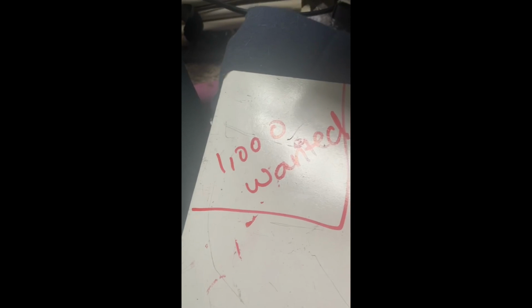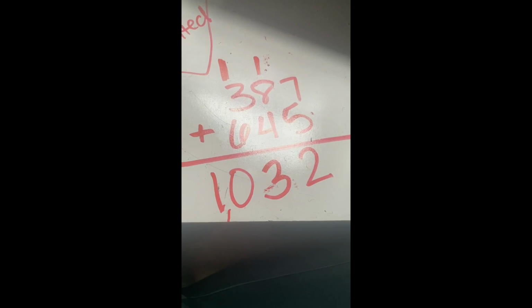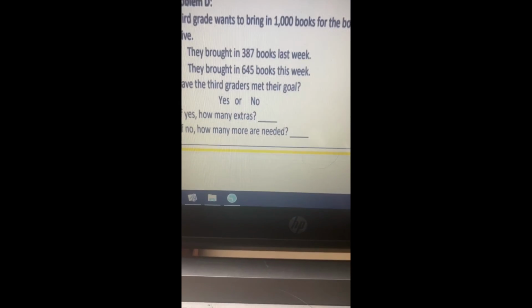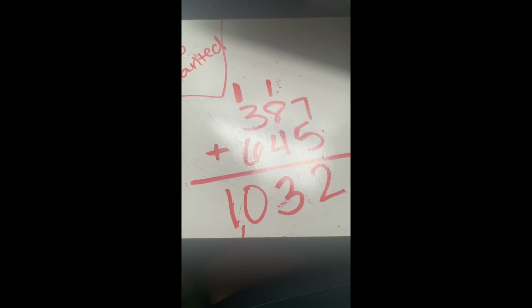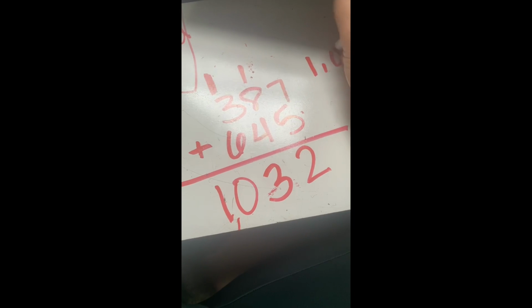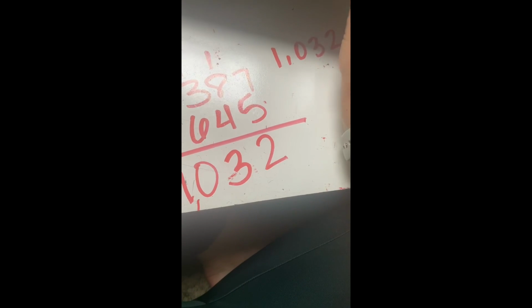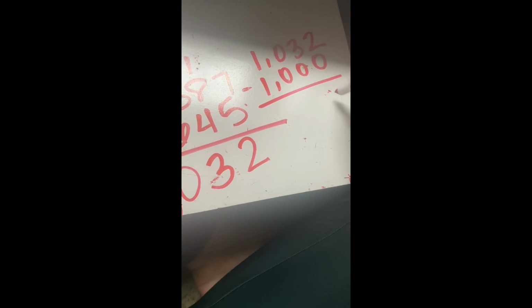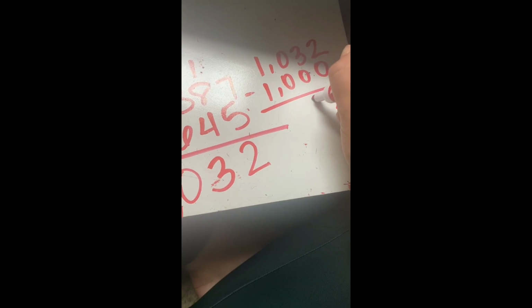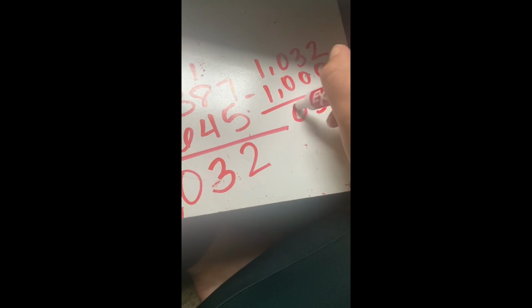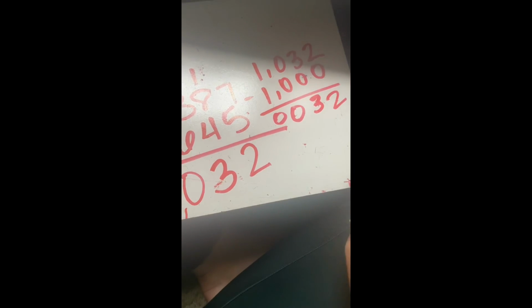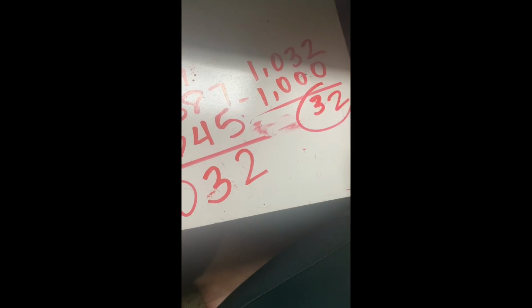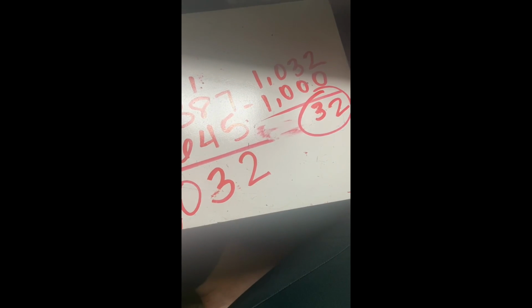All right. So 1,032 books. So did they meet their goal? Did they get there? They wanted 1,000. Did they get 1,000? Yes. So if yes, how many extras did they have? How many more did they have than their goal? So how many more means I'm going to subtract 1,032 minus 1,000. 2 minus 0 is 2. 3 minus 0 is 3. 0 minus 0 is 0. 1 minus 1 is 0. So all they had was 32 extras. Okay.